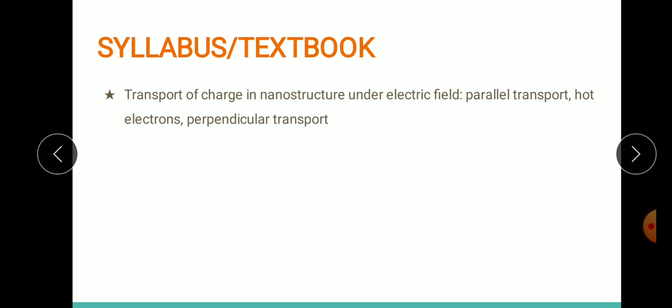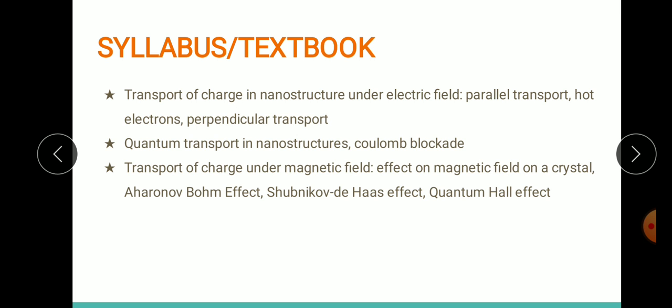So the transport mechanism may be under the effect of an electric field, we shall see that, and as a result what are the different types of transport mechanism that are generated. The parallel transport, perpendicular transport, the hot electron effect, and so on. We shall also see the quantum transport in nanostructures and the Coulomb blockade effect. Later we shall discuss the transport mechanism in nanostructures under the effect of a magnetic field.